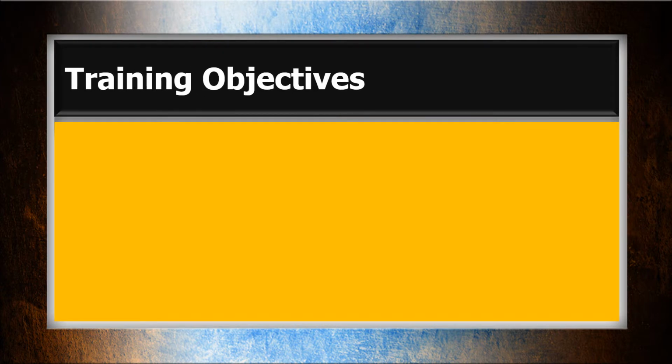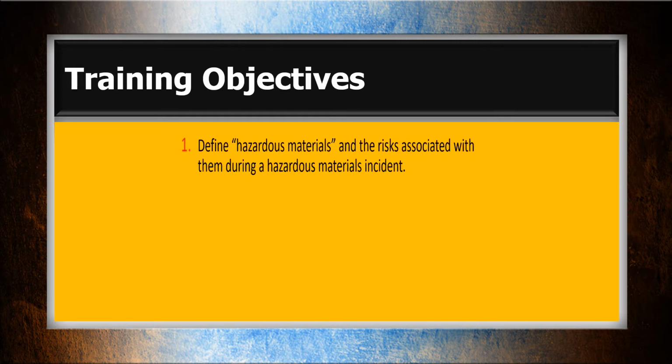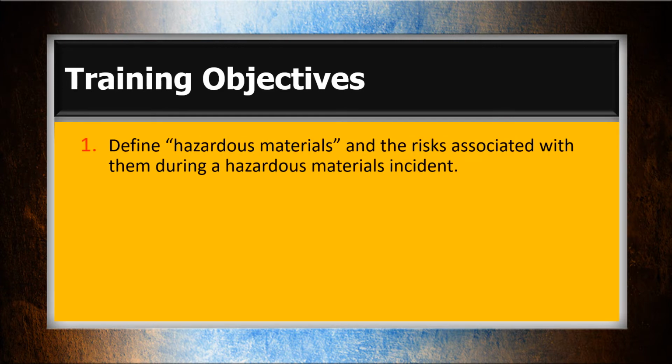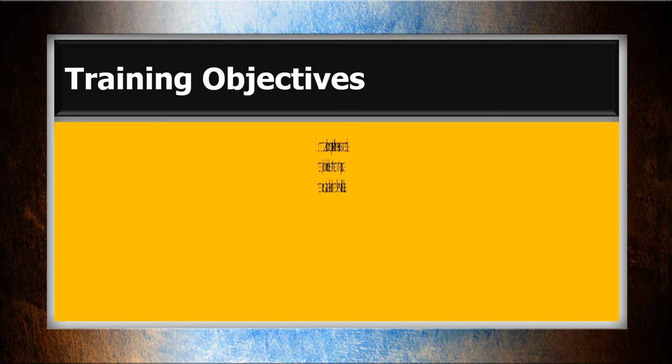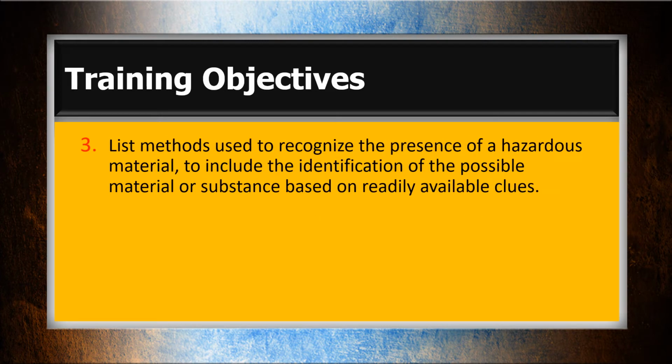For this hazardous materials block, your training objectives are as follows. 1. Define hazardous materials and the risks associated with them during a hazardous materials incident. 2. Describe the duties of an awareness level first responder at the scene of a hazardous materials incident. 3. List methods used to recognize the presence of a hazardous material, to include the identification of the possible material or substance based on readily available clues.